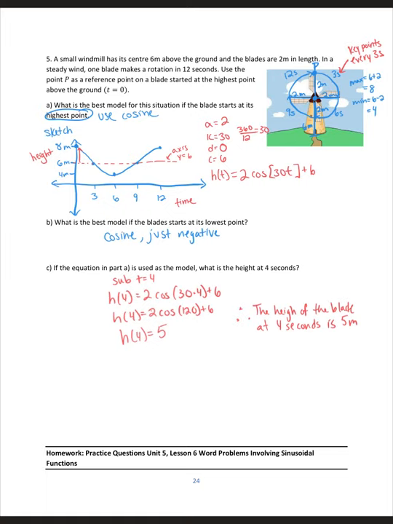And you could even see that on our rough sketch that we did up here. If we looked at where 4 was, 4 would probably be somewhere there. And if we followed that across, looks like it's going to land right around 5 meters. Okay? So on the graph and algebraically, we can determine that. That's it for your notes for today.